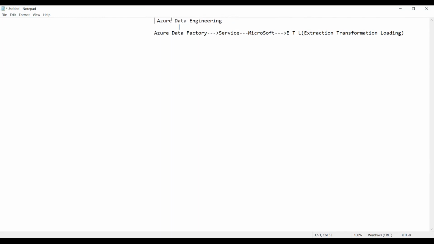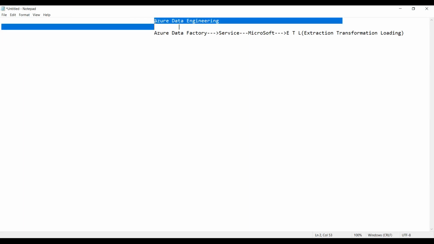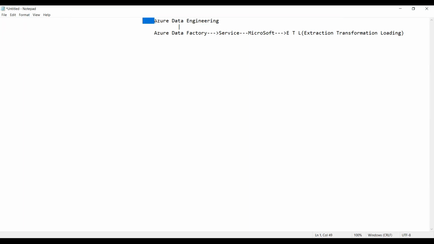Azure is the name for the cloud services provided by the Microsoft. The Microsoft is marketing their cloud services with a name called Azure. So under the Azure Data Engineering, we have one service called Azure Data Factory.